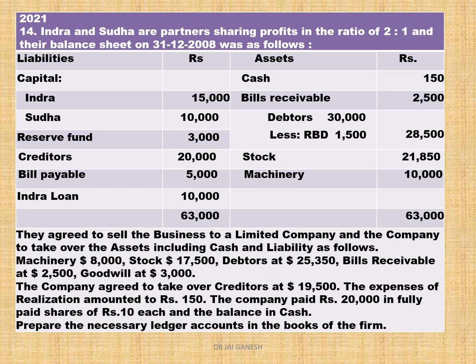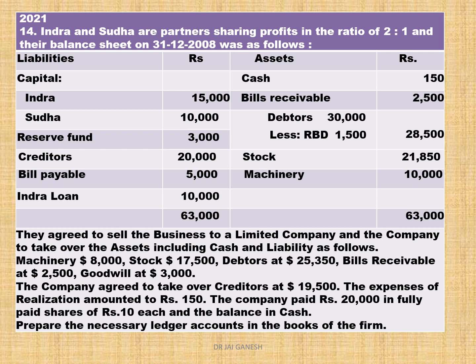Indra and Sudha are partners sharing PL in the ratio of 2:1 and their balance sheet as on 31/12/8 was as follows. So we have the capital account of Indra and Sudha, reserve fund, creditors, bills payable, Indra's loan, cash, bills receivable, debtor less RBD, outer column 28,500, stock, machine.